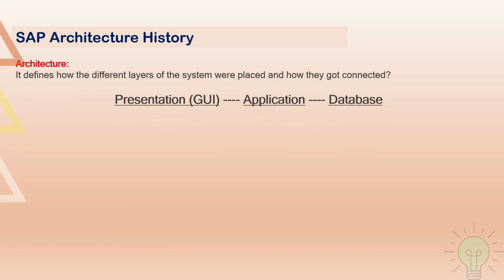Before that, I'll give you the basic definition of what architecture stands for. In the architecture, we get to know how the different layers of the system were placed and how they got connected. So in SAP, generally we have three different layers. One is presentation, generally we say it is GUI. GUI stands for graphical user interface, followed by application and then the database.